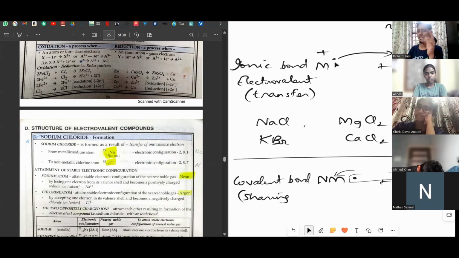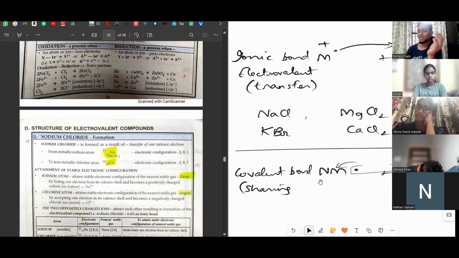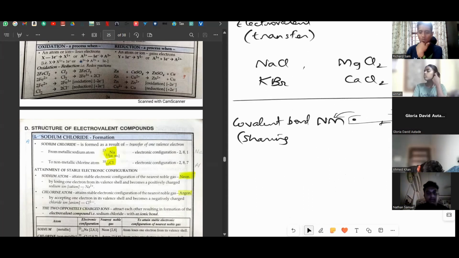In ionic, how is it? It's transfer. If the metal gives away one electron, now that electron is with whom? It's with the non-metal. That metal doesn't have it. But in covalent, how is it? First of all, both have to share. And when both share, those electrons belong to both. It's like this non-metal has those two electrons, and the right side non-metal also has those two electrons. Okay, so that is a covalent bond.